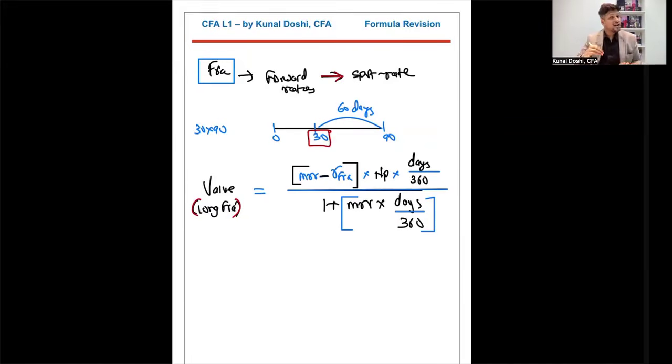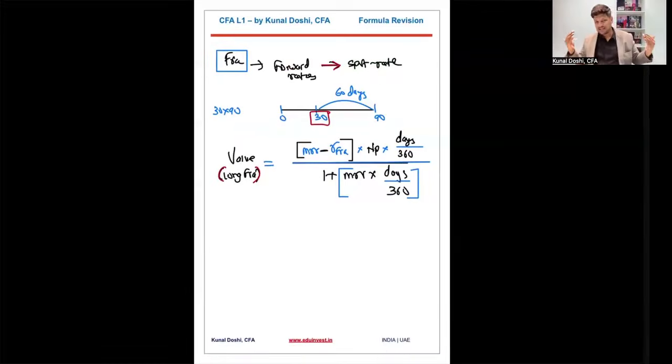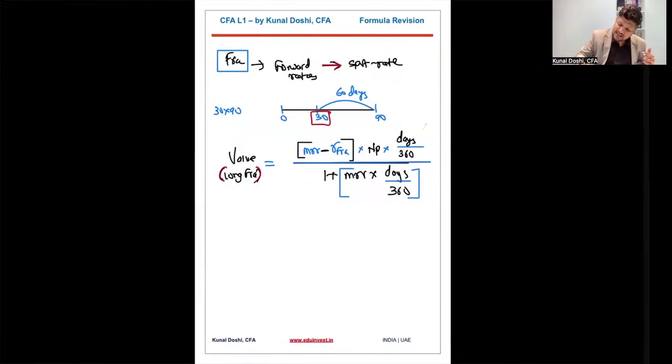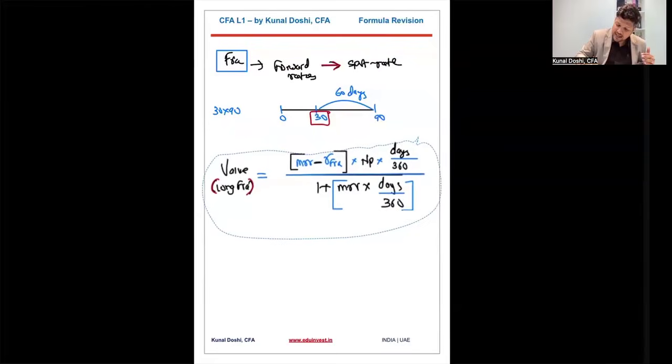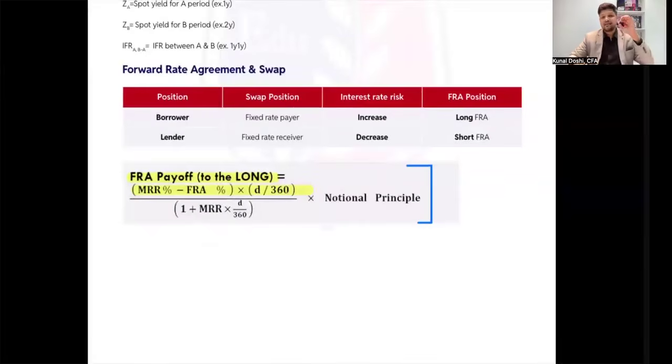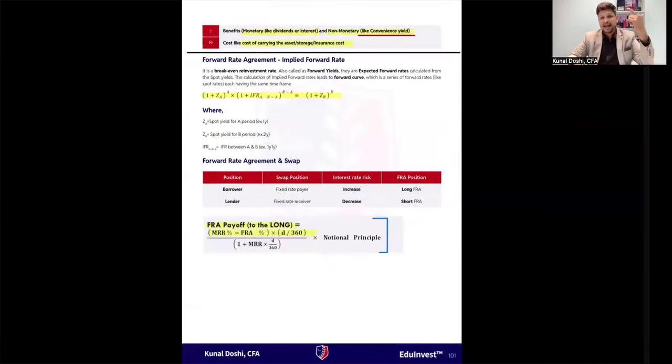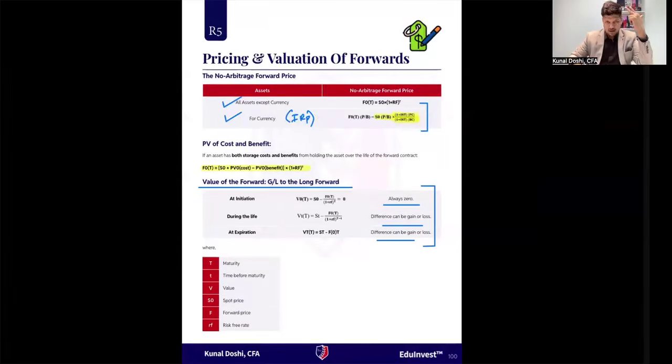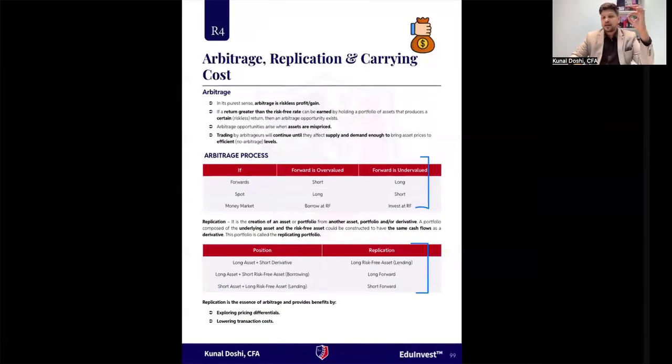All right. If the rate goes up, it's a benefit for the long. If the rate goes down, it's a loss for the long. Am I clear, everyone? It may not be tested in the Level 1 exam, but this is definitely tested in the Level 2 exam with high probability. So please use this example or this formula for your reference. Everyone clear with forward pricing and valuation? Got it?